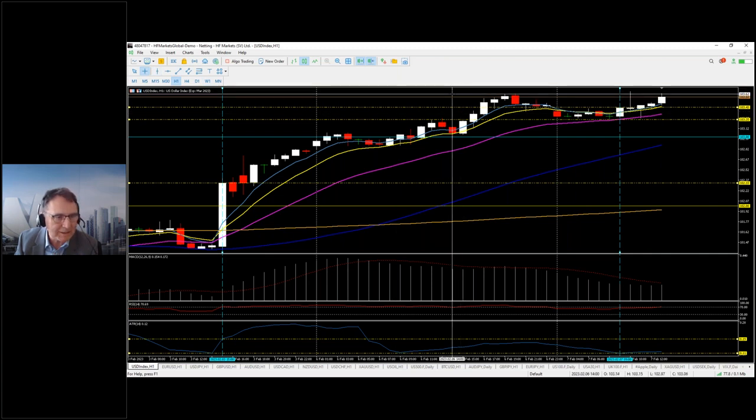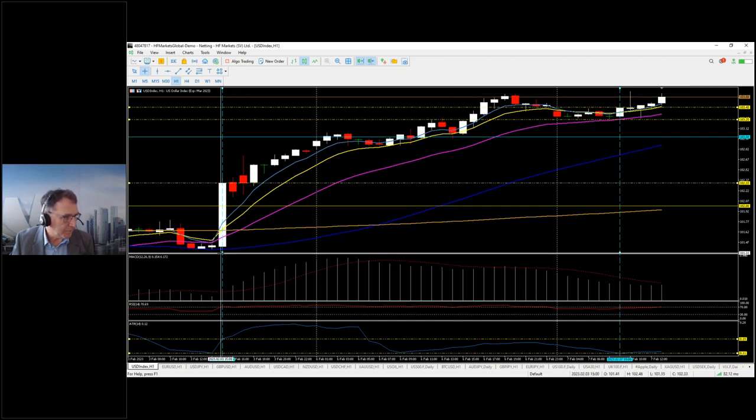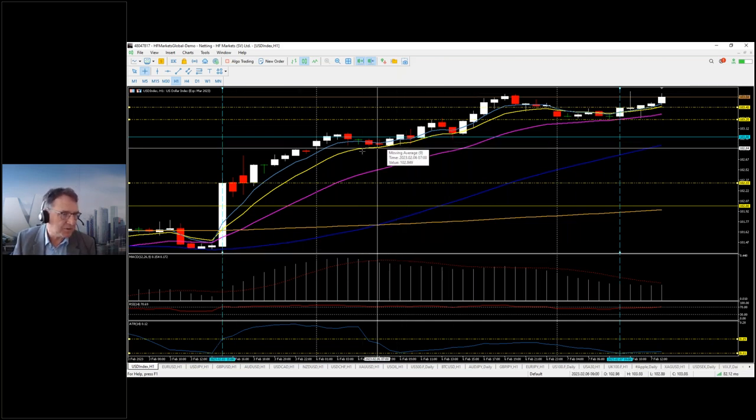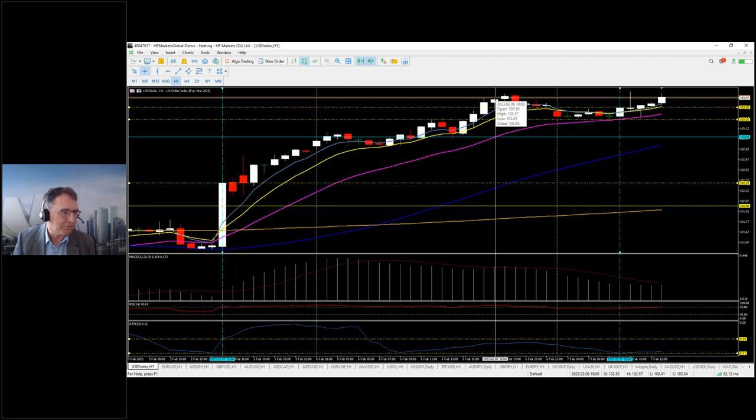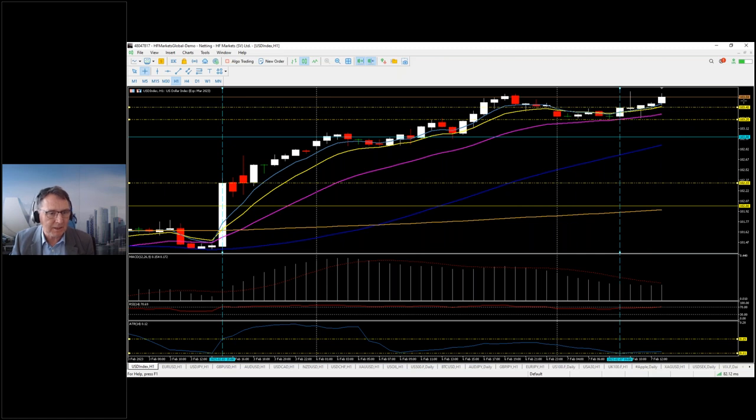So 103.60 really needs to break to the upside. The big fat body of the candle needs to break above 103.60 for this trend to look like it's going to start to move higher again. And that's why moving averages are so good for keeping you on the right side of the move. Since non-farm payroll, the dollar's been strong and it continues to be strong. It rallied Friday, it rallied Monday, and here we are Tuesday trying to make new recent highs at 103.60. That's the story of that move.